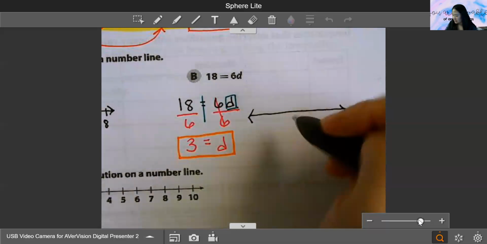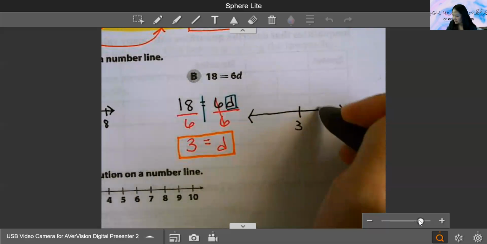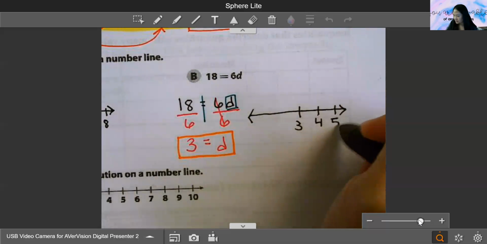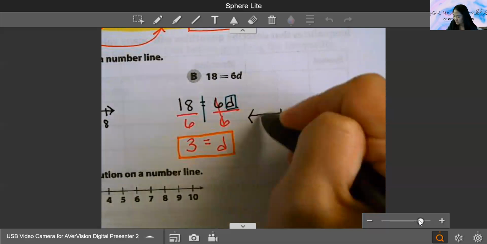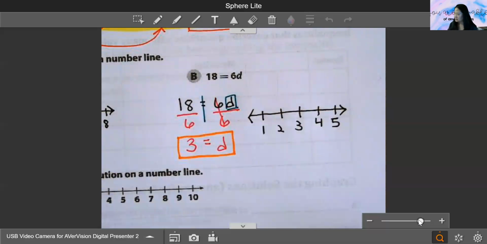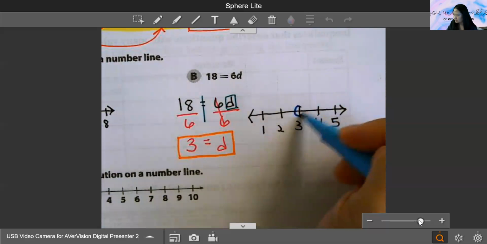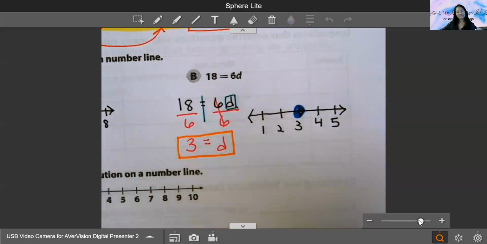Graphing the solution, I'm going to have 3 in the middle, a couple of numbers to my right, a couple of numbers to my left, and do a closed circle on 3, like that.